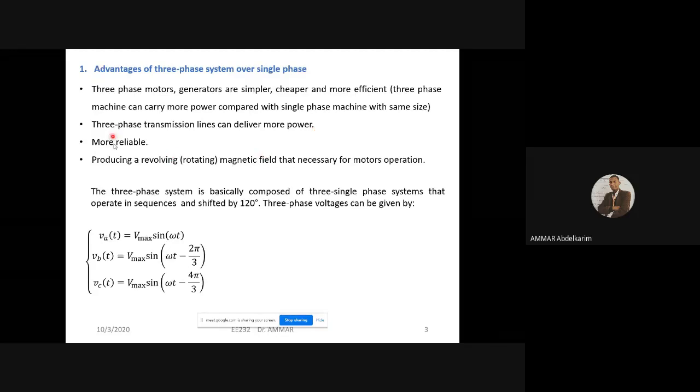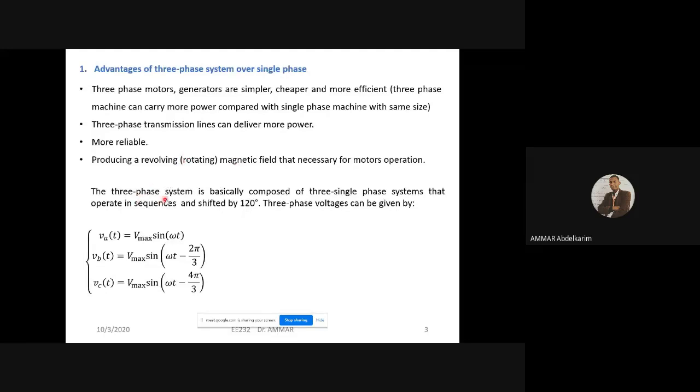Also, the three-phase system is more reliable, so it's more confident. Also, this point is very, very important for AC machines, unfortunately we couldn't do them this year: the production of a revolving, rotating magnetic field, that's necessary for motor operation. This point is essential for AC machines, that we need a rotating magnetic field.